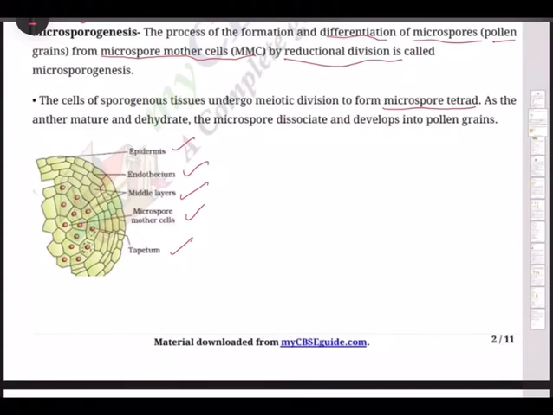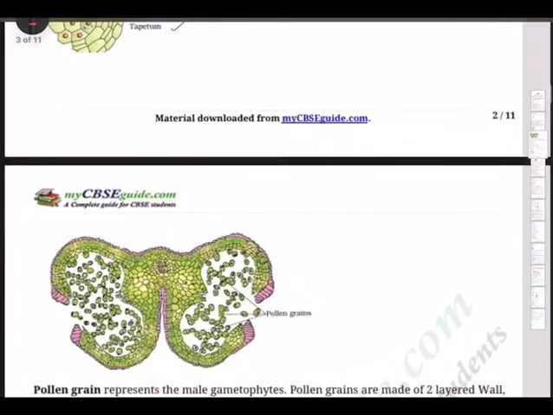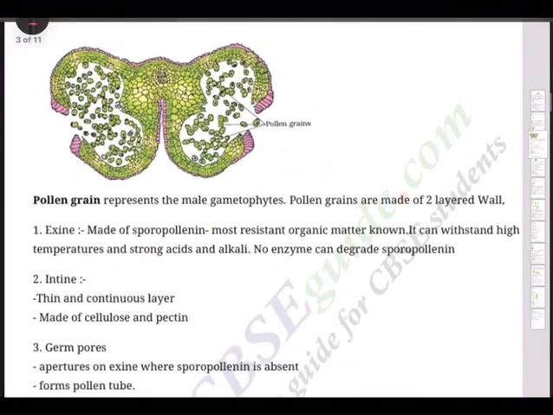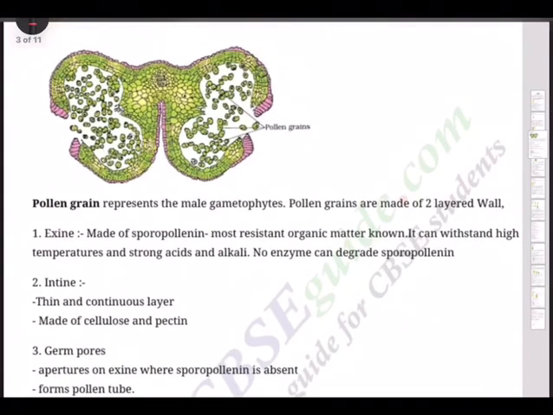So when you are doing these revision notes, you must keep pencil and paper ready, draw the diagrams, label them, understand the significance of each label, then only you can move to the next page. So this is the tetrad. You can see the pollen grains, dehiscence. Pollen grain represents the male gametophyte.